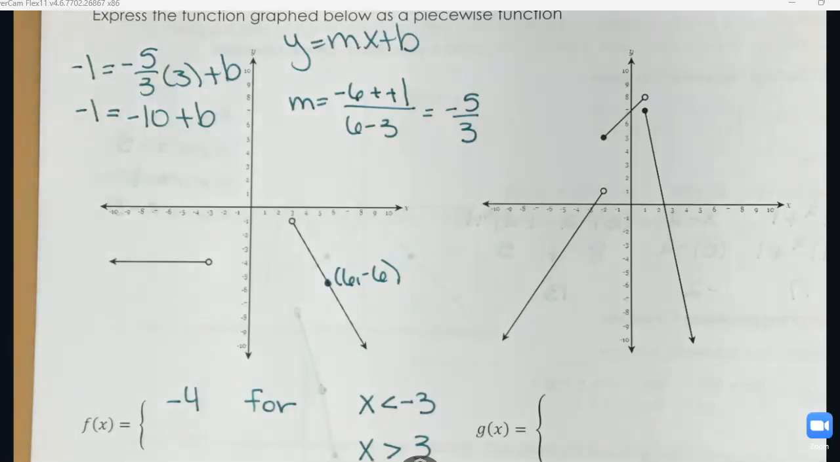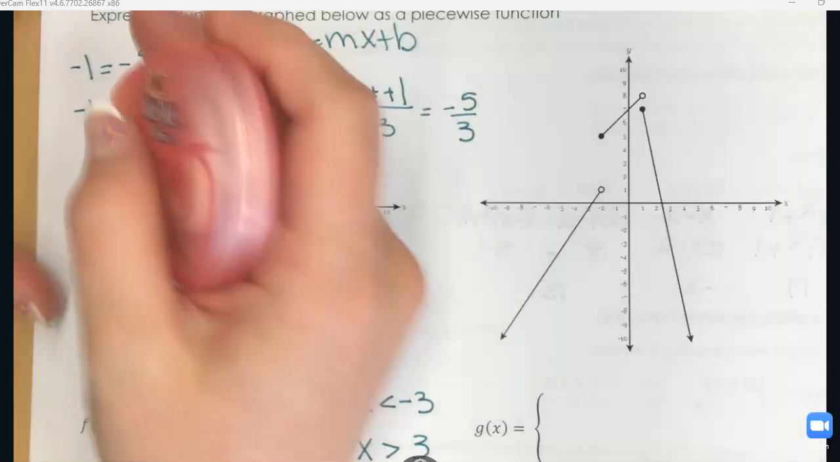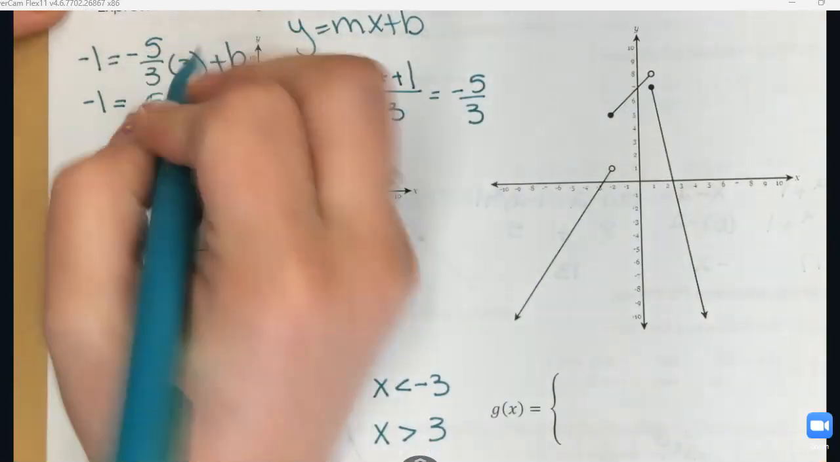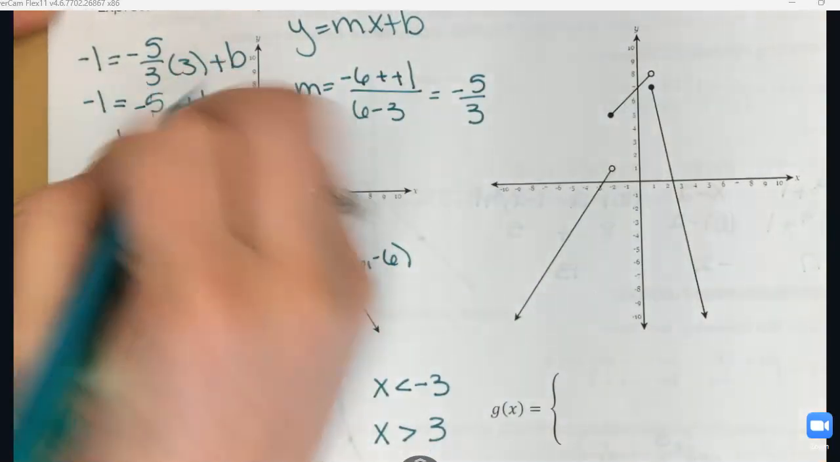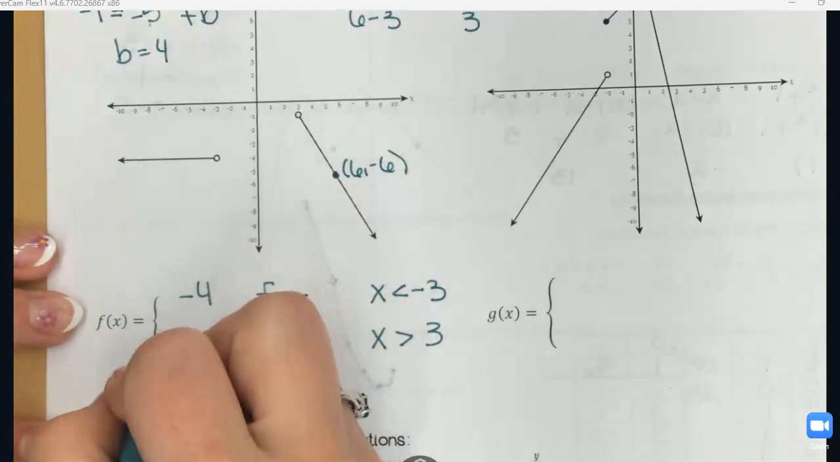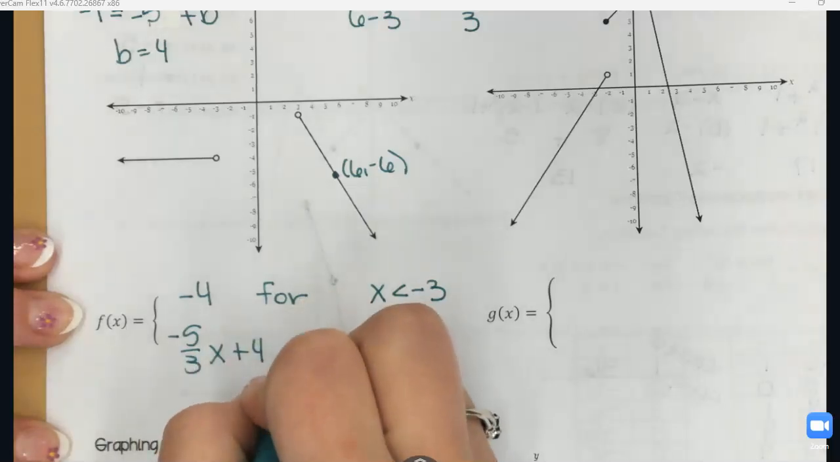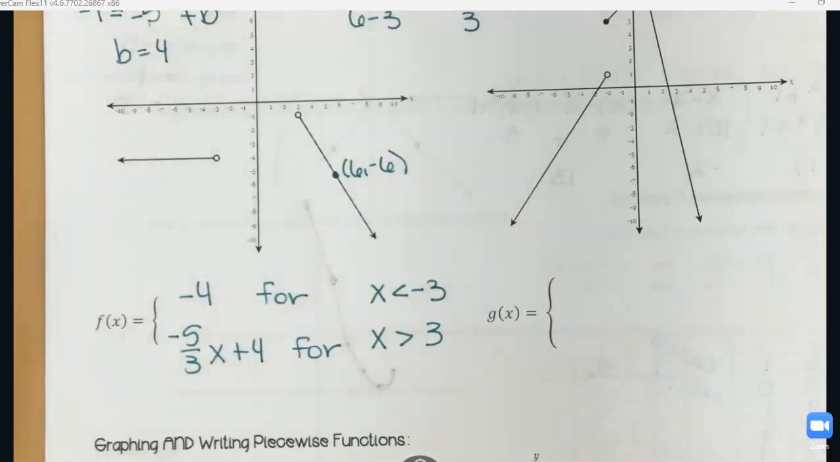And I did my math wrong. Pause. That should be -5. Apologies. So adding, I get that b is 4. So my second equation, -5/3 x plus 4 when x is greater than 3.